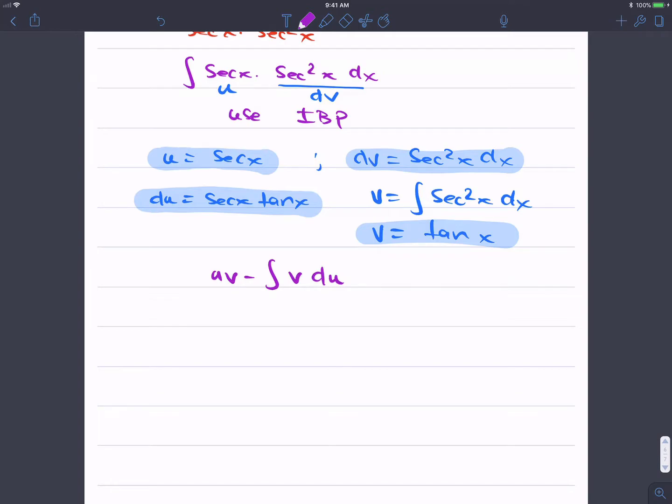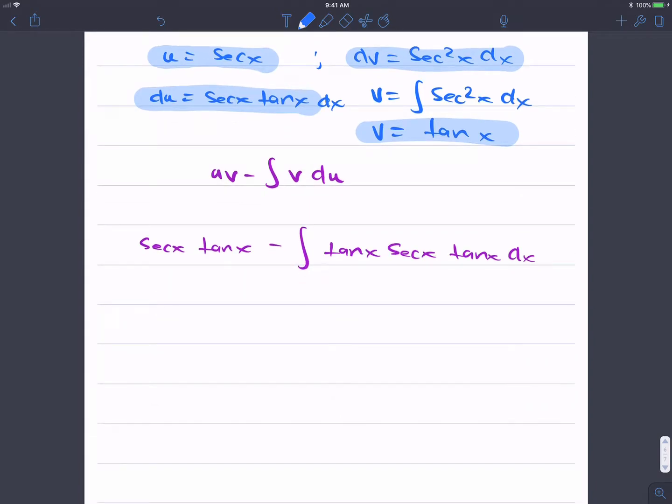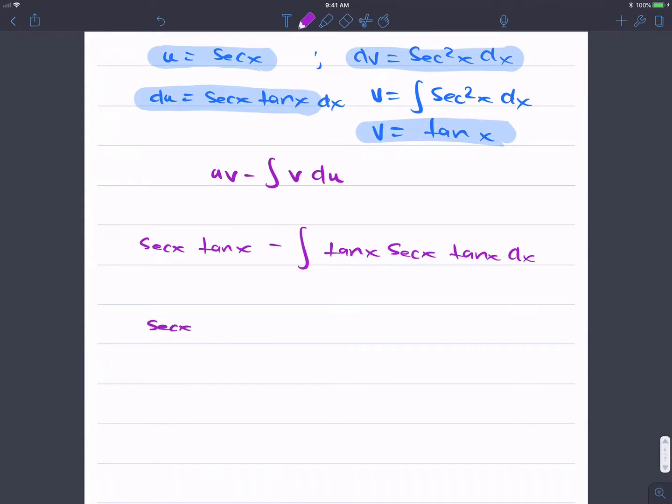So let's put this together now. uv is going to be secant tangent minus the integral of tangent, where du is secant tangent dx. Let's not forget there's a dx here. Okay? And so, doing a little bit of algebra, we get secant tangent minus the integral of secant tangent squared x dx.